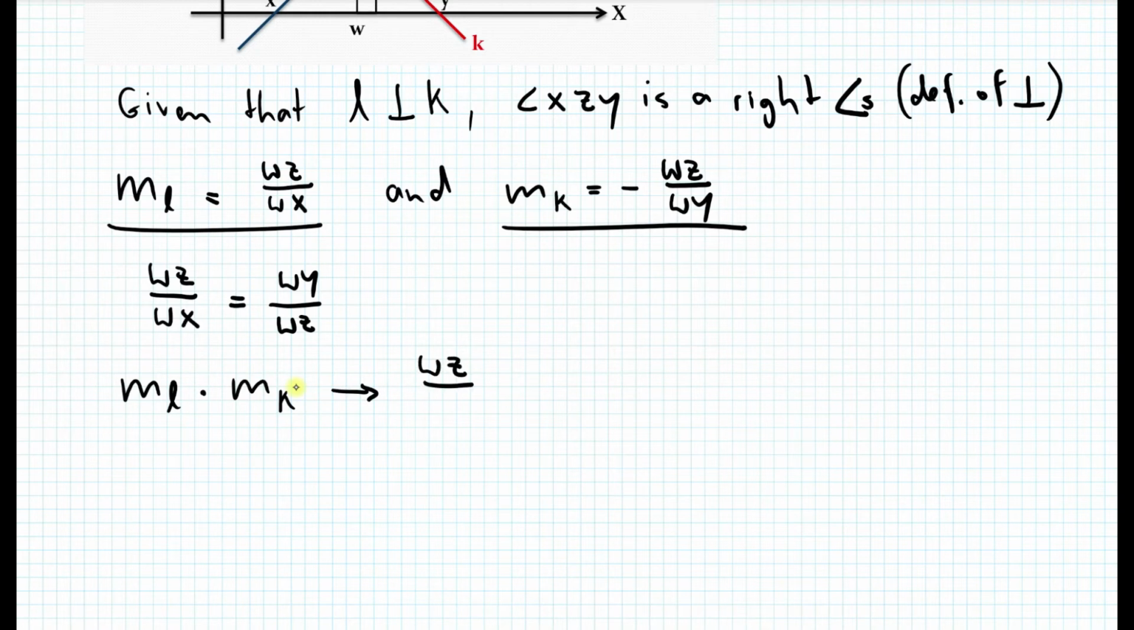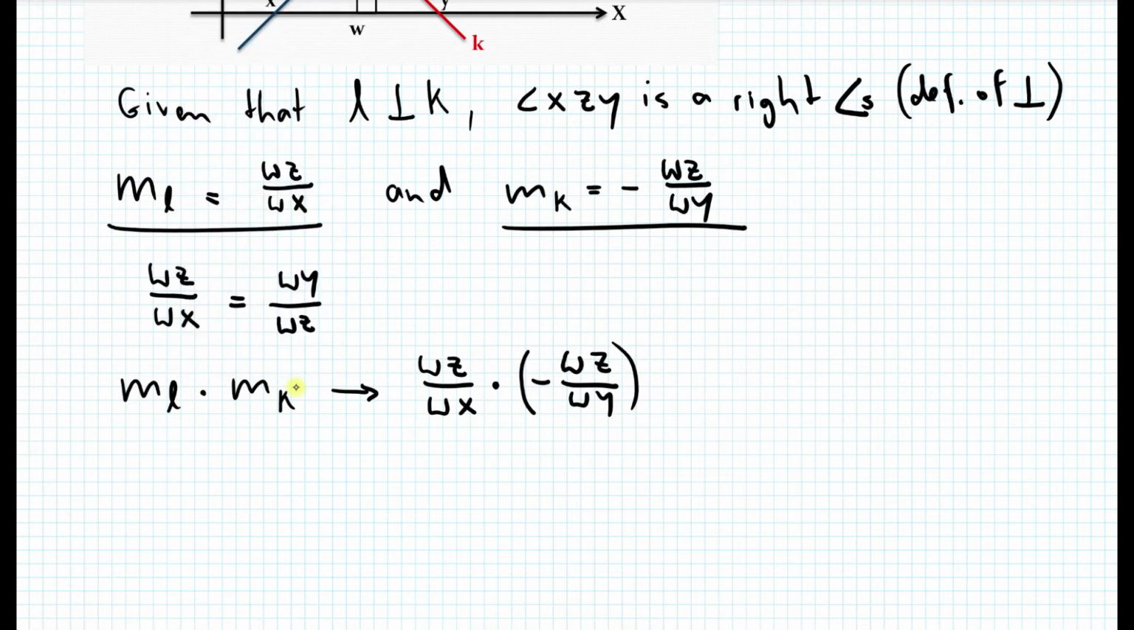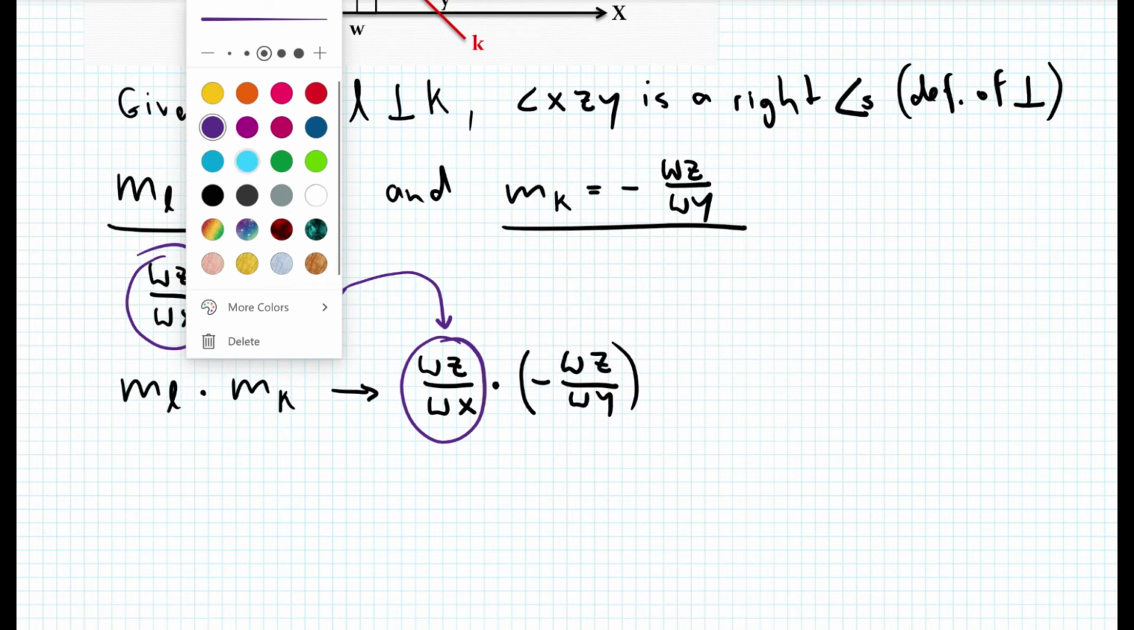So we have WZ over WX by substitution times, and then in parentheses, negative WZ over WY. There's really nothing much we can say yet, but there's something we can do here now with the geometric mean that we just developed. Notice here how we have WZ over WX, and here we have WZ over WX. So what can we do here? We can actually substitute this ratio for WZ over WX, because they're equal.